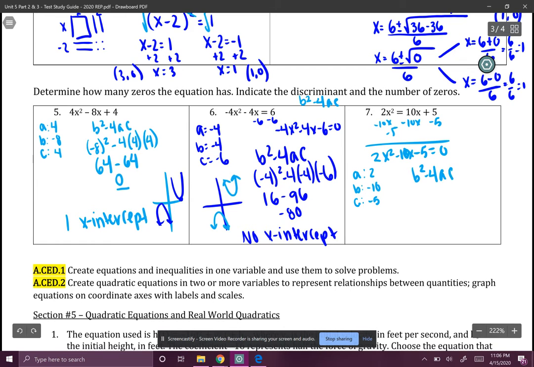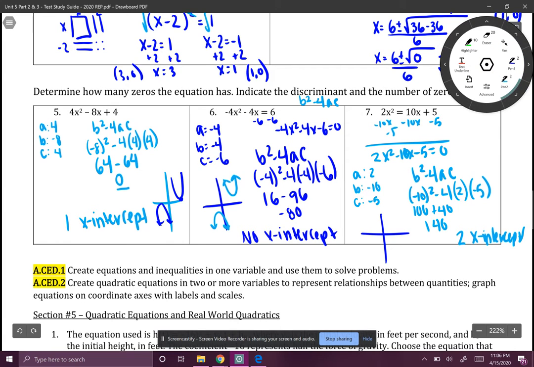So if we fill in our discriminant of b squared minus 4ac, we would have negative 10 squared minus 4 times a times c. Negative 10 squared is positive 100. Negative 4 times 2 is negative 8 times negative 5 would give us plus 40. So our discriminant is 140, which implies that there are 2 x-intercepts. Anytime you have a positive discriminant, there are 2 x-intercepts. So our parabola might look something like this or like that.